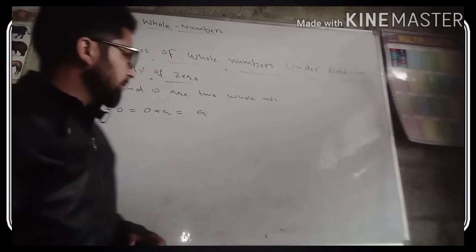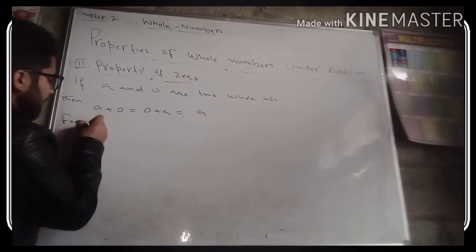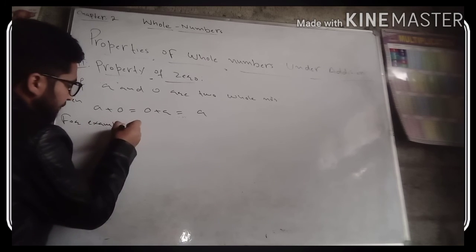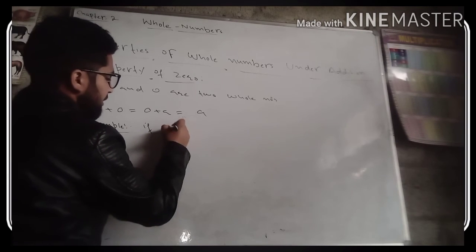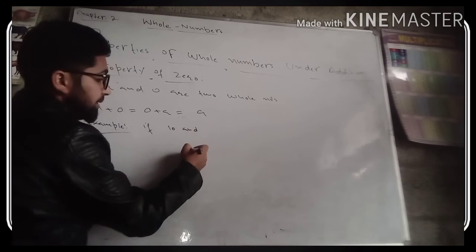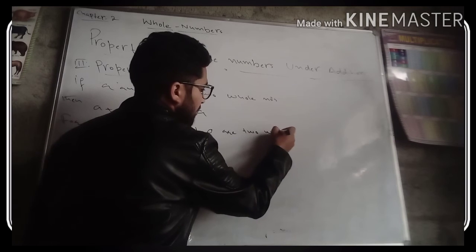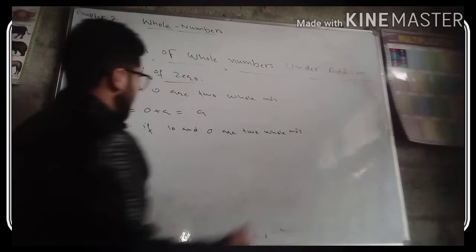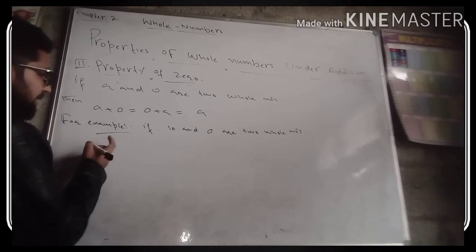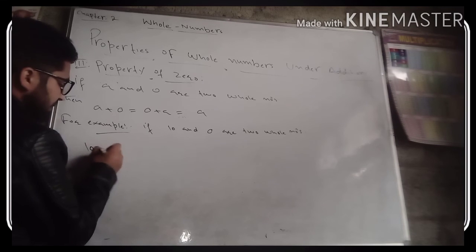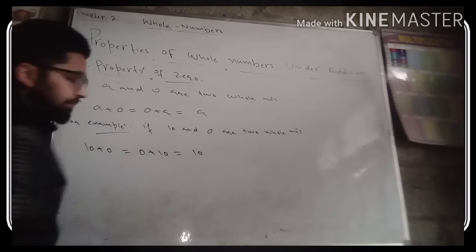समझ आ रहा है? अच्छे से आप देखो. Suppose, for example, I am going to make you understand with the help of an example. For example, if 10 and 0 are two whole numbers, अगर हमारे पास 10 और 0 दो होल नंबर हैं. Similarly, we can use this procedure here. That is 10 plus 0 equal to 0 plus 10, that's equal to 10.